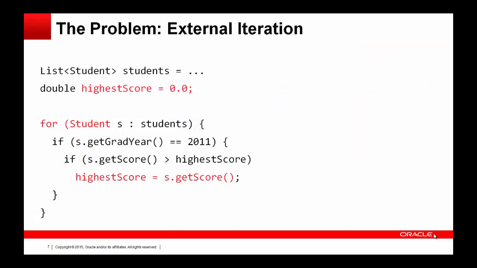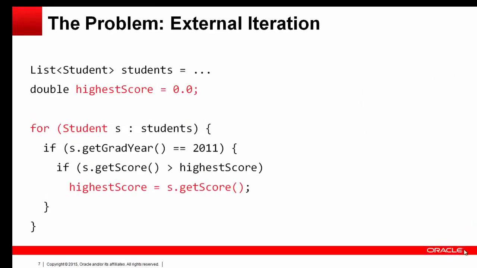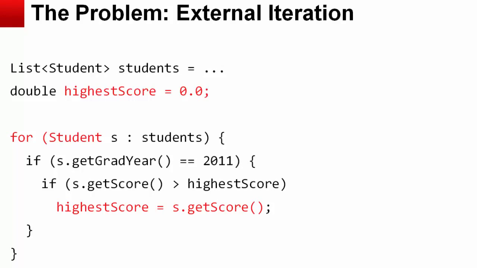Let's have a look at a sample piece of code. And this is the kind of code that we write a lot in Java. What we have here is a collection of data. In this case, it's a collection of records about students who've taken exams over various years. What we want to extract from this information is what was the highest score that any student got who graduated in the year 2011. And we can see here that we've got a fairly simple piece of code.